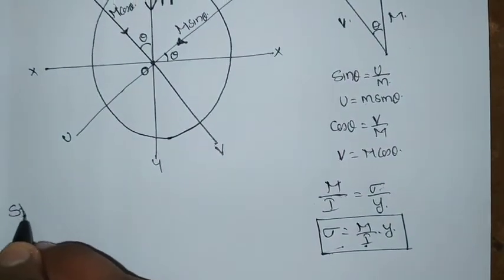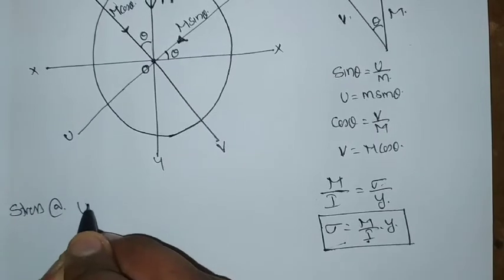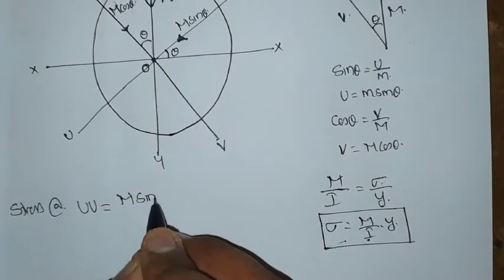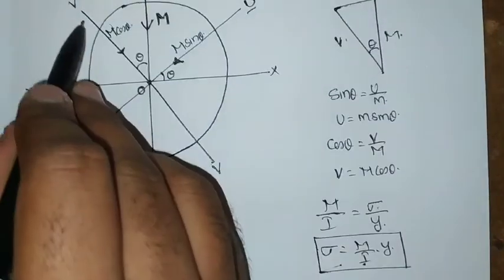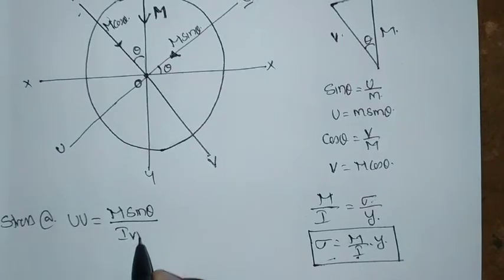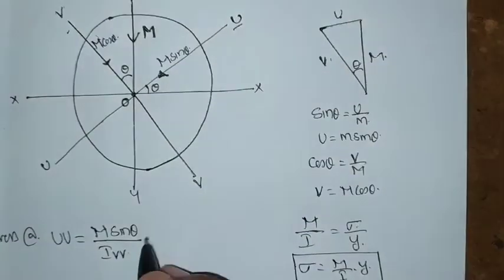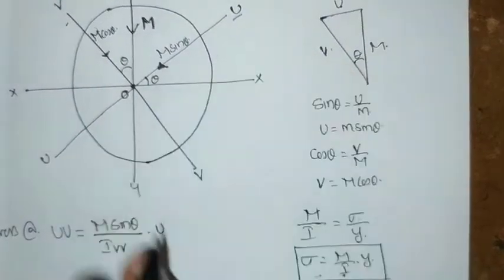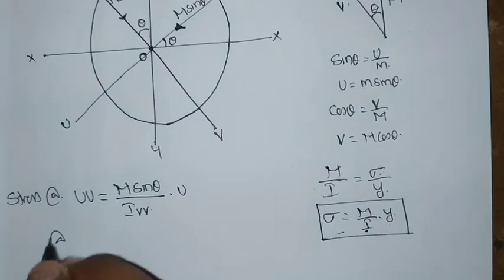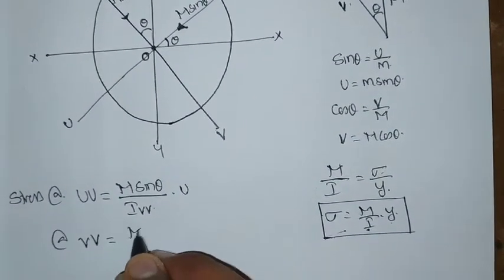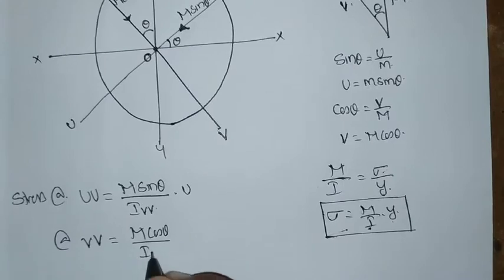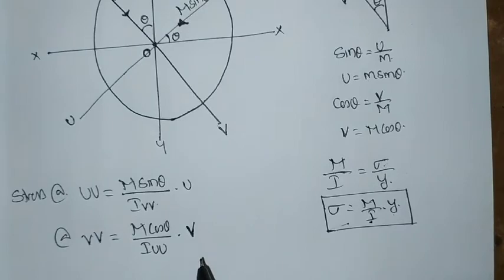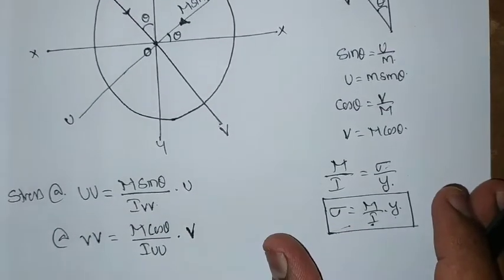So now the stress along u is equal to, with this expression, M is equal to m sin theta divided by I vv, since it is acting on the plane of vv, with respect to u. Here y can be written as the u value, so I have written u. Similarly, the stress at the vv plane can be written as m cos theta by I uu into v. Like this the stresses are going to come up.